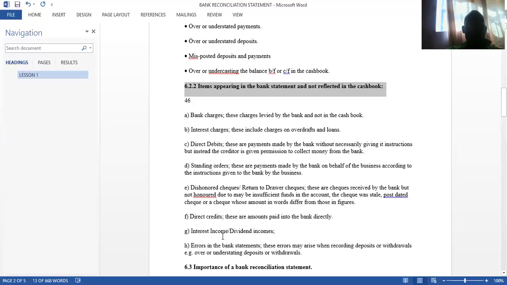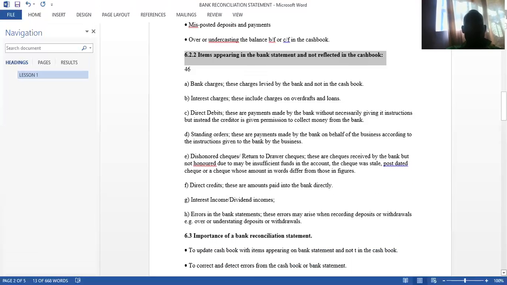Then we have interest income or dividend income. If the business has made some investment in another company and that investment has earned some dividends, those dividends can be paid directly into the bank, and then the cash book will not have them because the accountant is not aware. And also we have a case of errors that occur in the bank. Though they are rare, in some cases they occur. Either the bank has over-deposited or over-withdrawn from your account, which is quite rare.